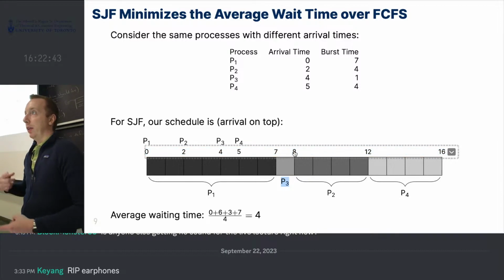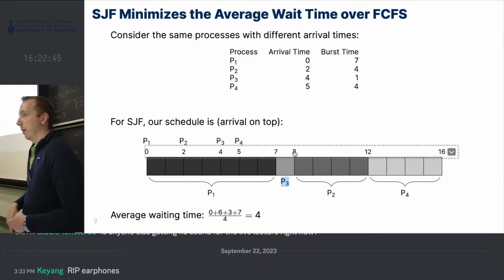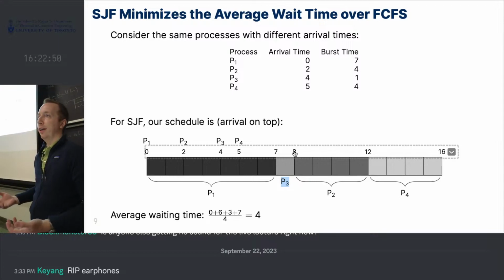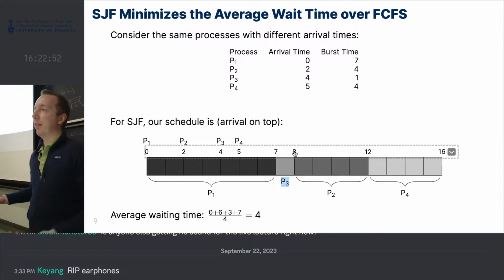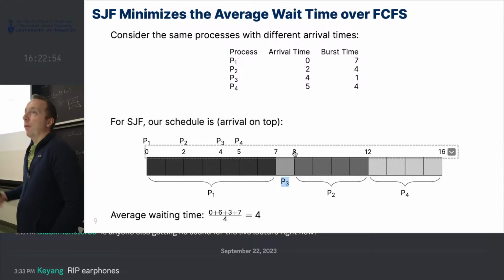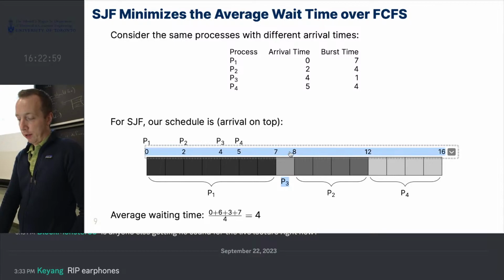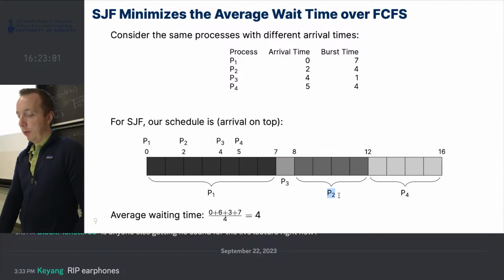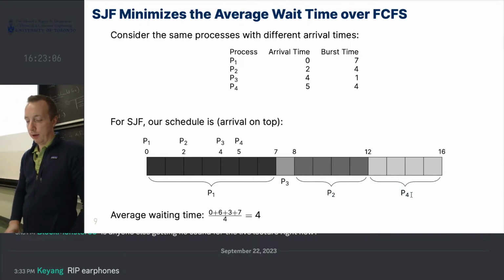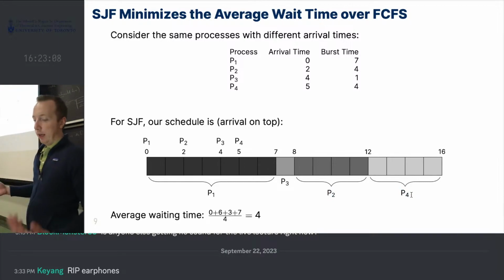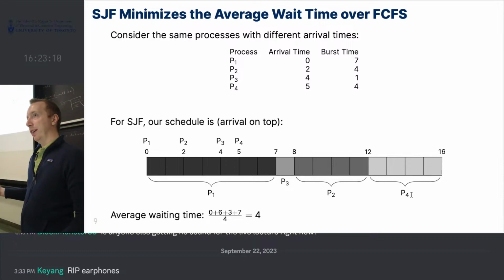Do we run P2 or do we run P4? Both their burst times were 4, so it was a tie. Since there was a tie, to break it, we'll just pick whoever arrived first. We'll just go back to first come, first serve for any ties. So we would schedule P2 to run. It would run for 4 time units, finish at 12, and then P4 would run. So if we calculate the average waiting time now, hey, it's 4. Yay. So this is all fairly boring so far, straightforward.